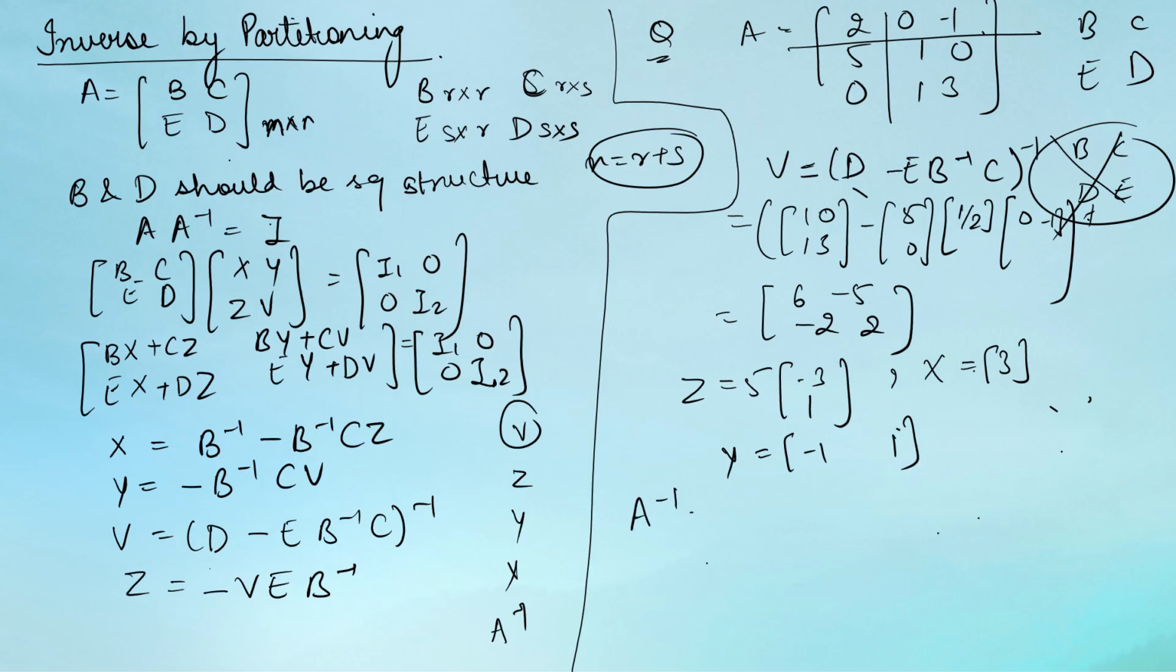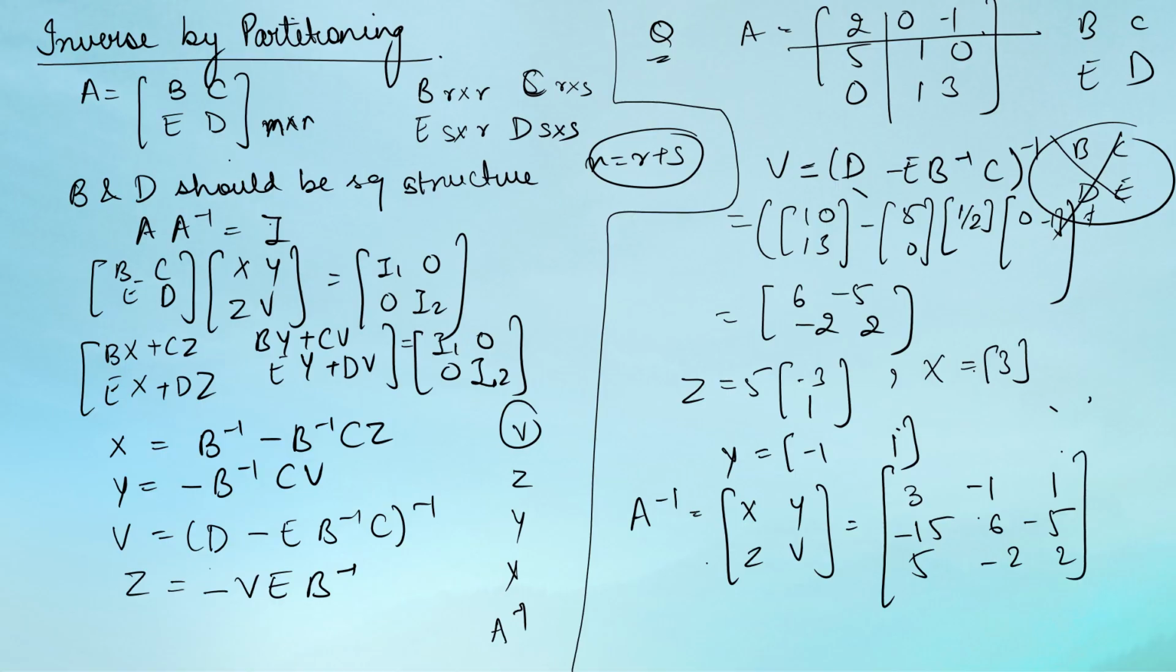So when you write A inverse with X, Y, Z, V, you'll arrange it in a proper way: minus 1, 1, minus 15, 6, minus 5, 5, minus 2, 2. So your X is 3. This is how you get your A inverse using partition.